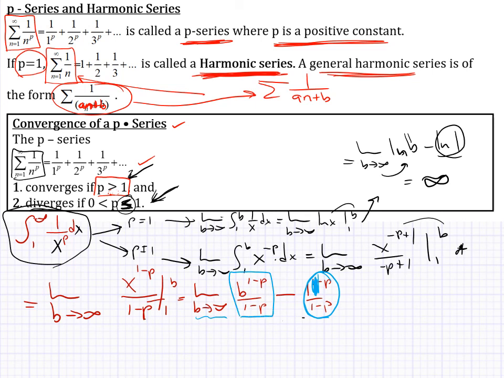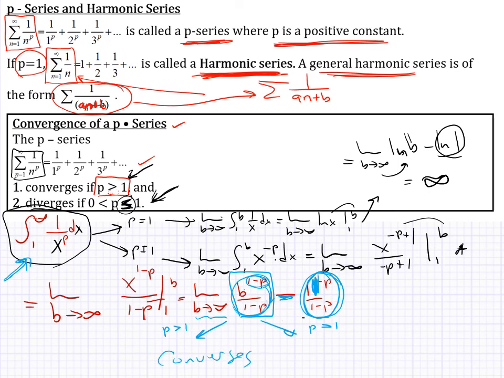If I'm doing the limit of this as b goes to infinity, there are two things that can happen depending on what p is. So I split this into two groups: one where p is greater than 1 and one where p is less than 1. When p is greater than 1, this is a negative exponent, and if that's a negative exponent, this whole b deal goes to the denominator. As b goes to infinity, this whole thing is going to go to 0. If that goes to 0, you're simply left with 0 minus 1 over 1 minus p, which will be some constant. If you get a constant, that tells me that the integral converges. If the integral converges, then the series converges.